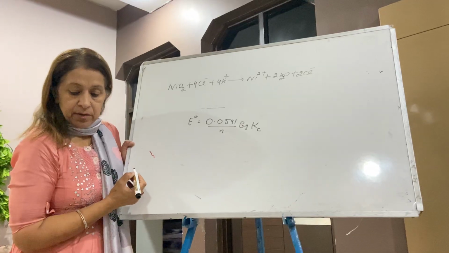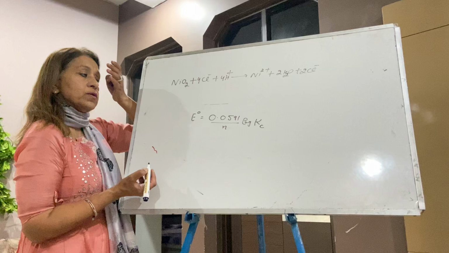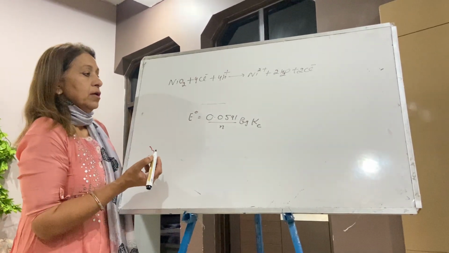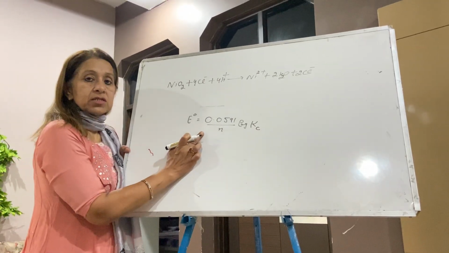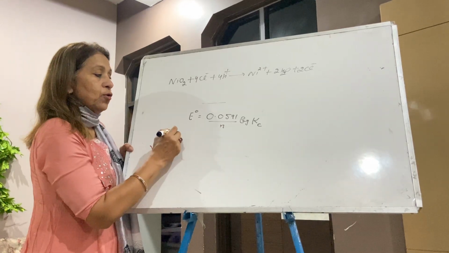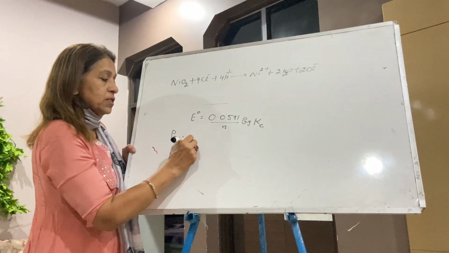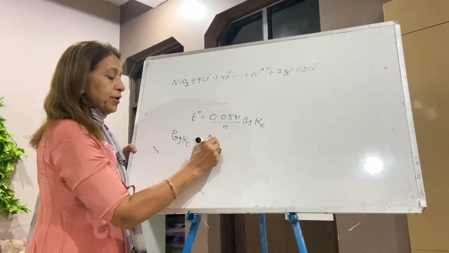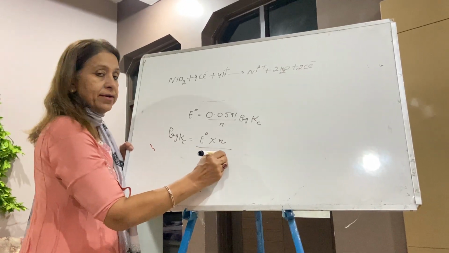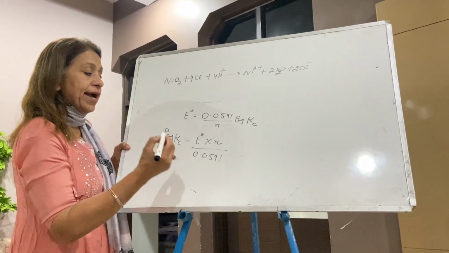So the reaction is given. The question they are asking is to calculate the equilibrium constant, right? E naughts of nickel and chlorine are given. Now let us start. Write down the first step formula: E naught is equal to 0.0591 by n log Kc. Next step is log Kc is equal to E naught into n divided by 0.0591. Okay, now let us start calculating E naught and n first.